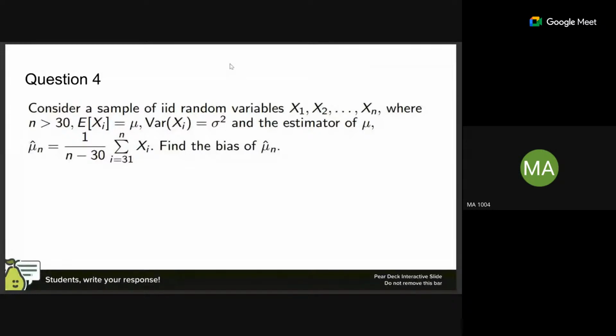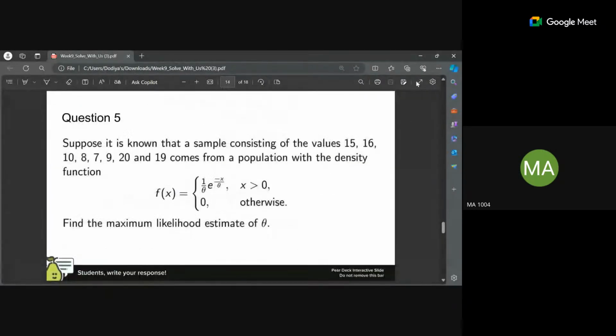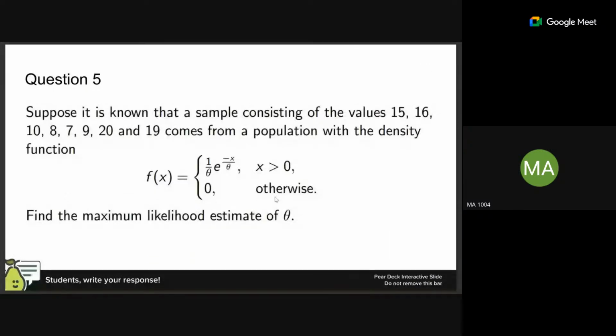Okay, let's take the next question. Question number 5. Suppose it is known that a sample consisting of values 15, 16, 10, 8, 7, 9, 20, and 19 comes from a population with a given density function. Again, we need the maximum likelihood estimate for theta. The same procedure, right?